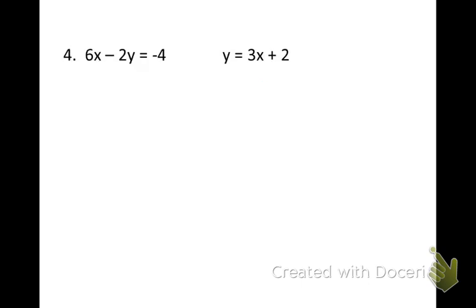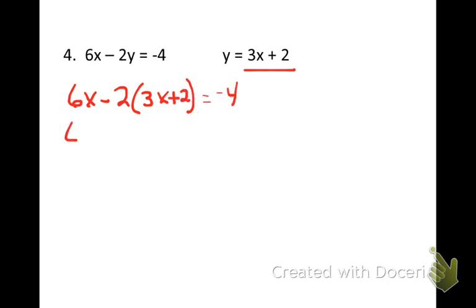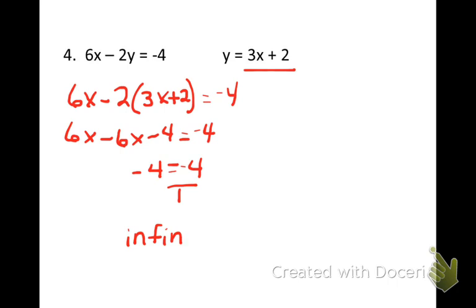And in this problem, again, we have the second equation now solved for y, so I'm going to use that and substitute in my first equation. So it'll be 6x minus 2, and I'm going to replace the y with this whole thing, 3x plus 2, equal negative 4. So now I'm going to distribute a negative 2 and get negative 6x minus 4 equal negative 4. Well, 6x minus 6x is 0, so I'm left with negative 4 equal negative 4. That is a true sentence, so that means, in this case, not all numbers, but there are infinitely many solutions. So you would write infinitely many.